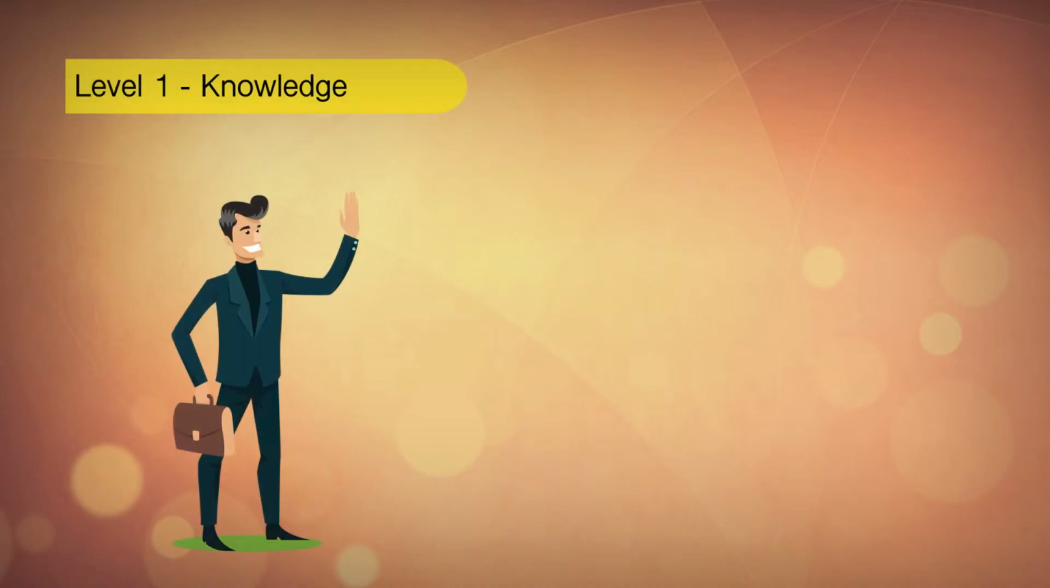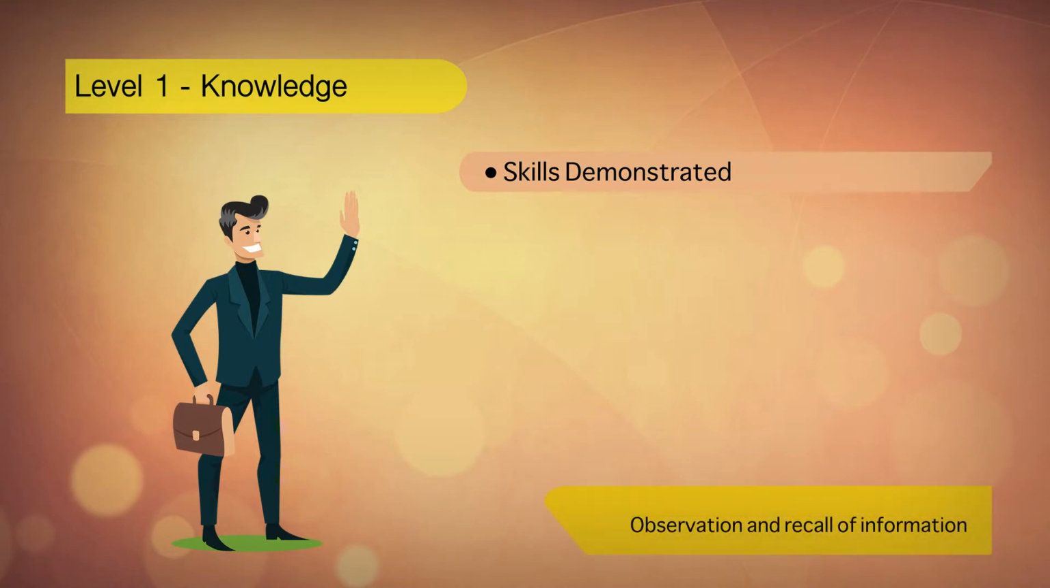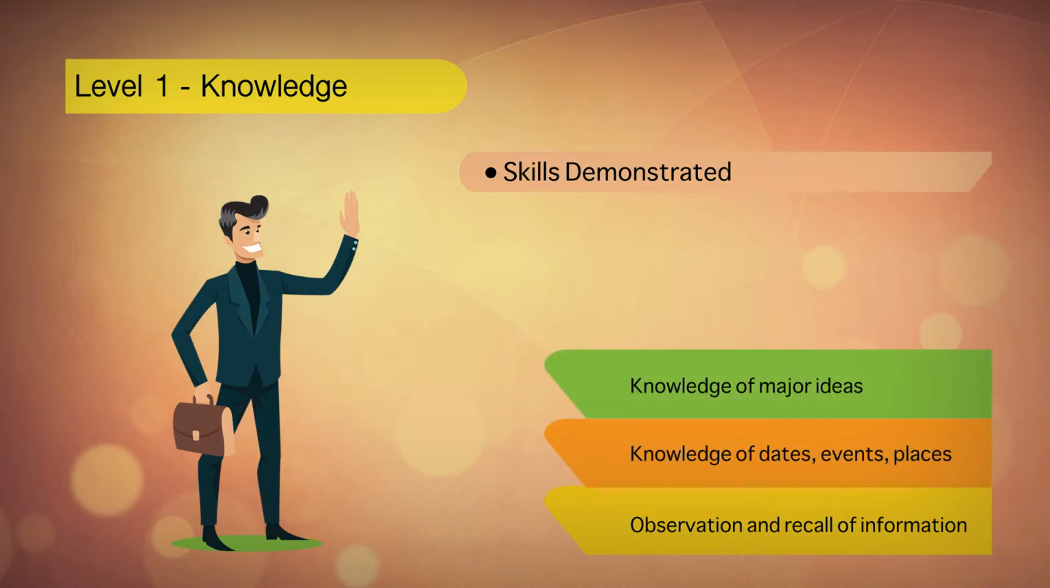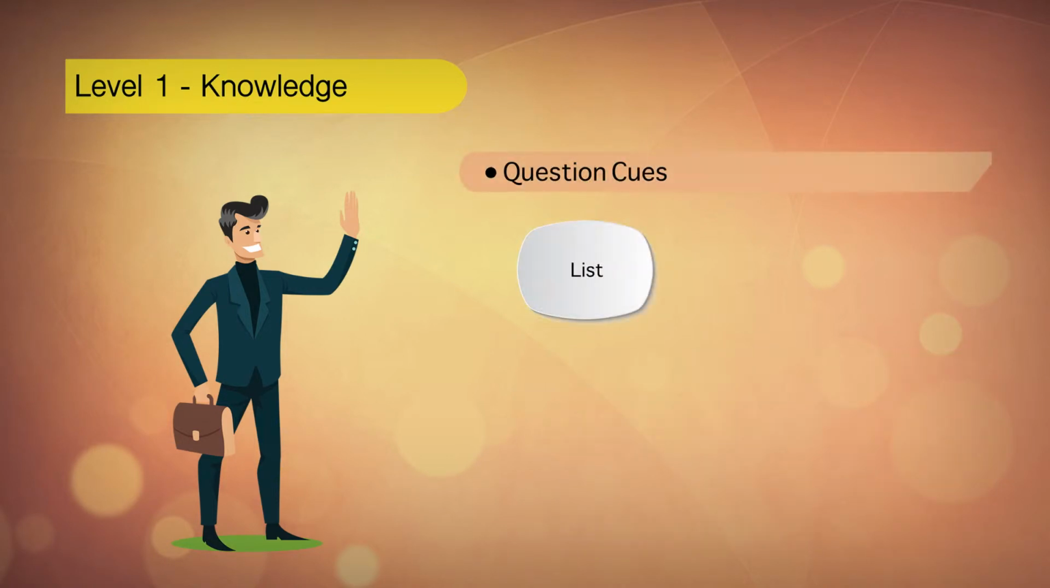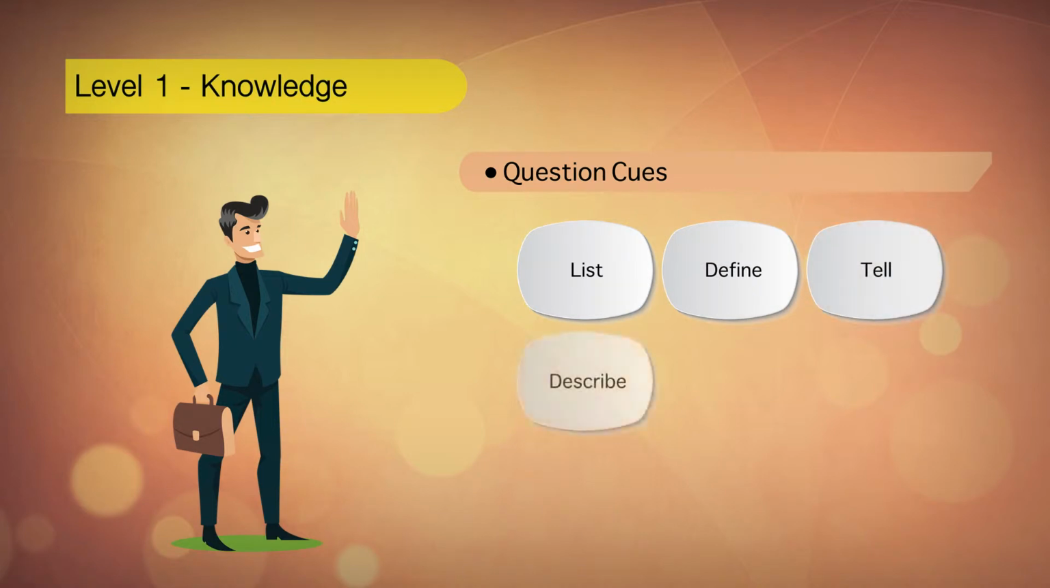Knowledge involves the recall of data or information that a student has memorized. This is the lowest level in measuring how well a learner processes his learning. The skills that will be demonstrated under knowledge will be observation and recall of information, knowledge of dates, events, places, and also knowledge of major ideas. And the question cues will be list, define, tell, describe, show, label, and so forth.